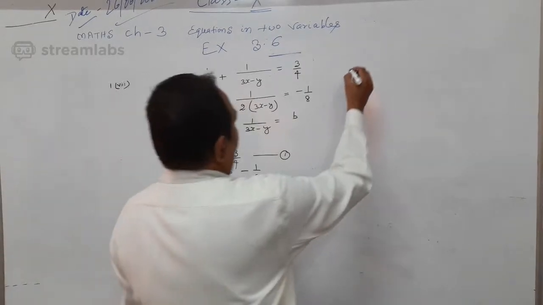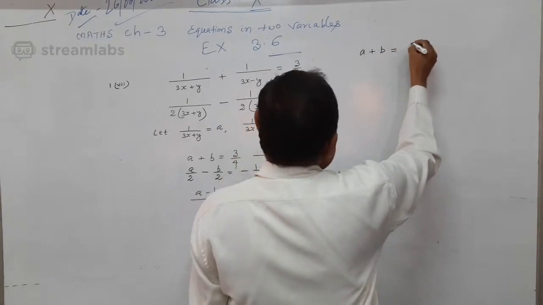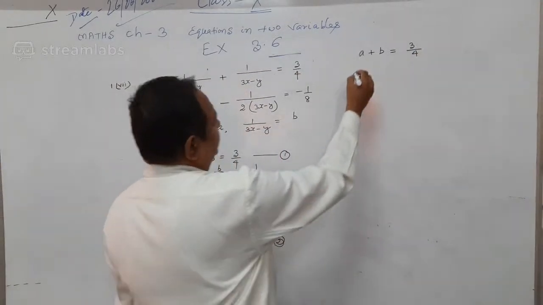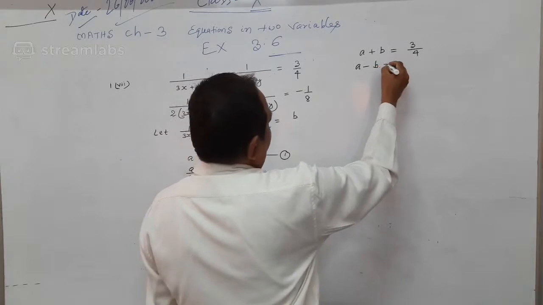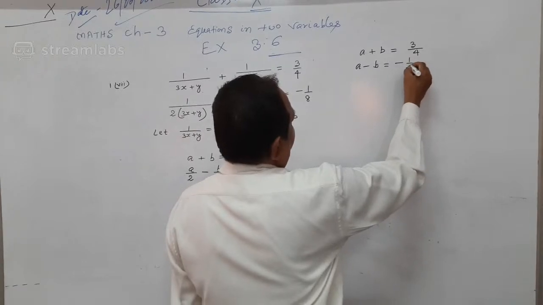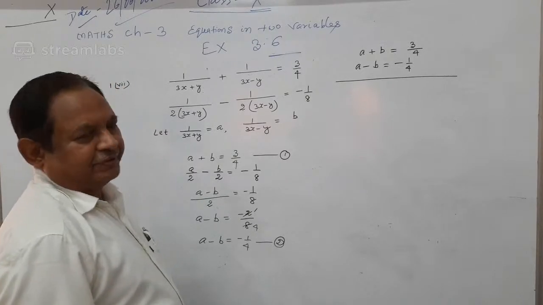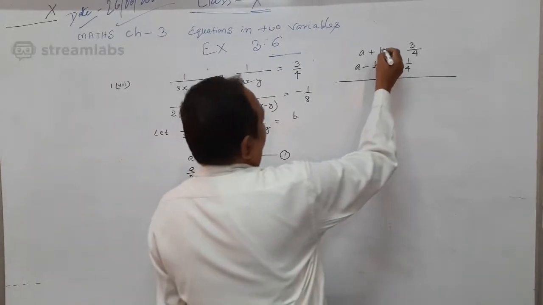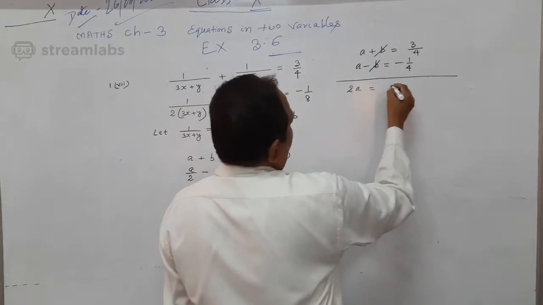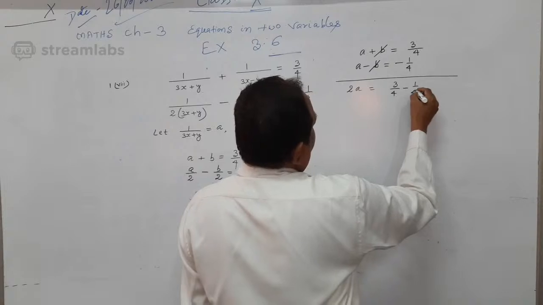Writing these two equations together, we get a plus b is equal to 3 by 4 and a minus b is equal to minus 1 by 4. The coefficient of b is equal, so adding these two equations, this is cancelled. 2a is equal to 3 by 4 minus 1 by 4.